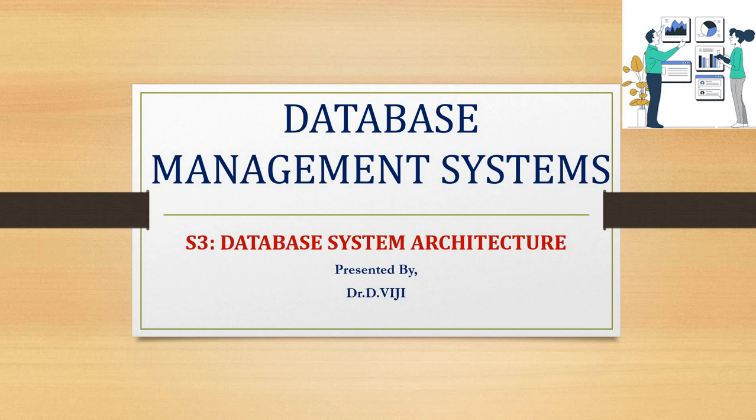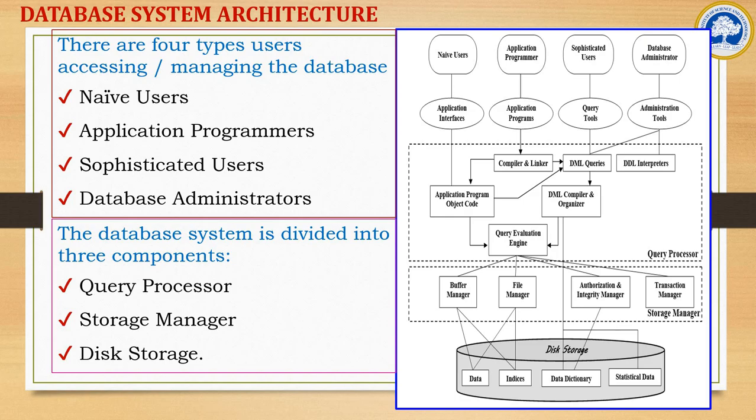Hello everyone. In this session, we are going to discuss the DBMS architecture, how the architecture structure will be, and what the internal components of the database system are. If you see this diagram, the architecture is divided into four parts. The top layer is the users, who are going to interact with the DBMS based on access or management of the database. The next sections are the query processor, the storage manager, and disk storage.